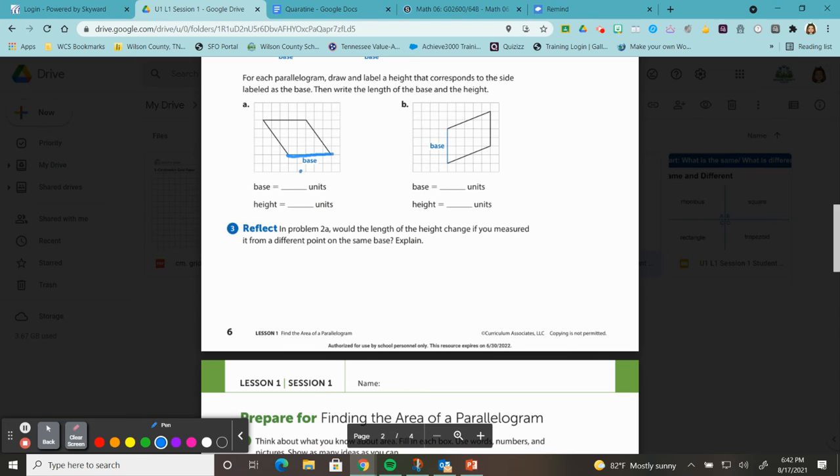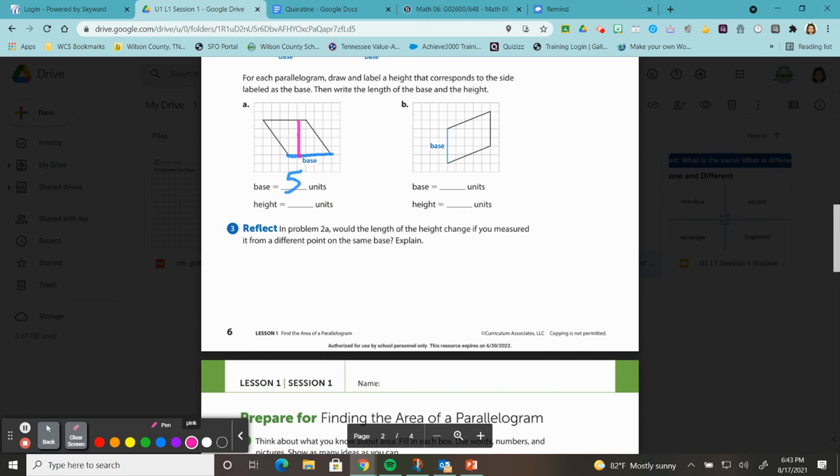Hopefully we noticed that this is 5 units, 4 whole units and 2 half units. Then we look at the height. Now they did not label the height for you because you can find it in different ways. As long as you start at the base and go to the opposite side, you are finding the height.